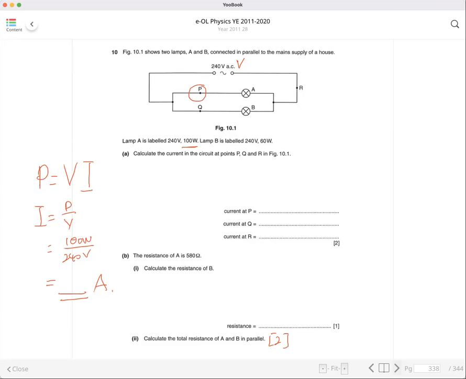Okay, so from here, let me give you all the answer. This one will be 0.42 ampere, 2 SF. This will be 0.25. Okay, the last one will be 67 ampere, 2 SF. Is that clear? Then for the resistance, can you find the resistor at B?